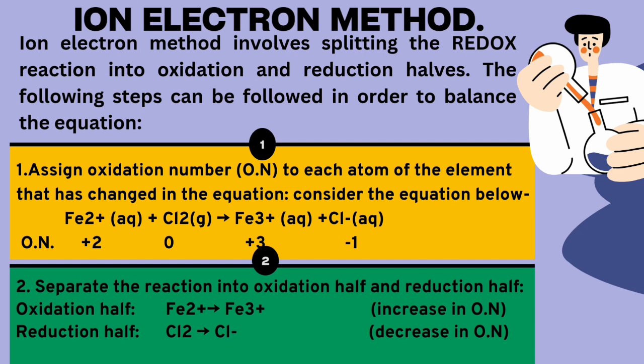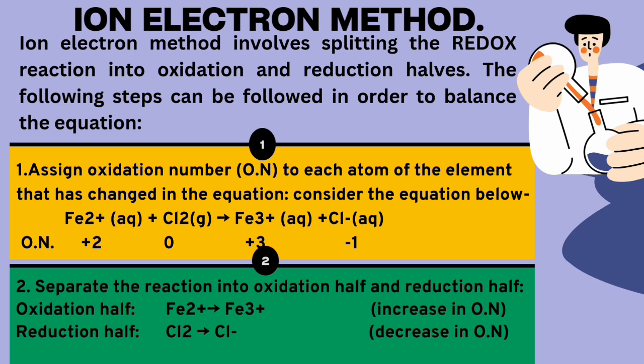Assigning the oxidation number, we have 2 plus. If we could remember the rules in oxidation number for iron, for every charged particle, the oxidation number equals the charge of the ion. So same for iron 3 plus and chloride ion. And for chlorine molecule, it follows rule 1 that an element in the free or uncombined state bears the oxidation number of 0. Then to step 2, we separate the reaction into oxidation half and reduction half.